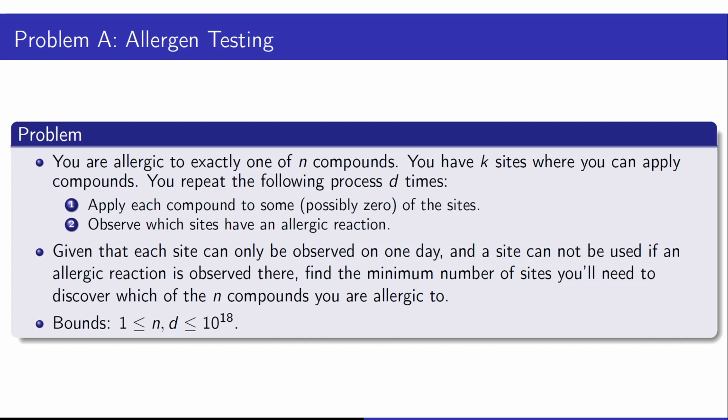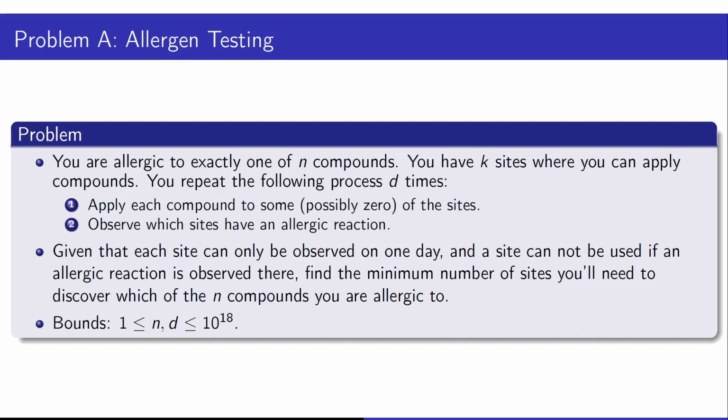In this problem, you are allergic to exactly one of n compounds. You have k sites where you can apply compounds. You repeat the following process d times. For each compound, you will apply it to some of the sites, potentially 0. After you have applied all of the compounds, you will observe which sites have an allergic reaction.